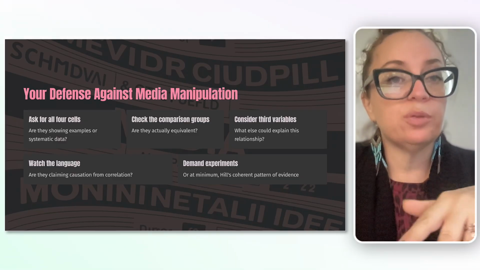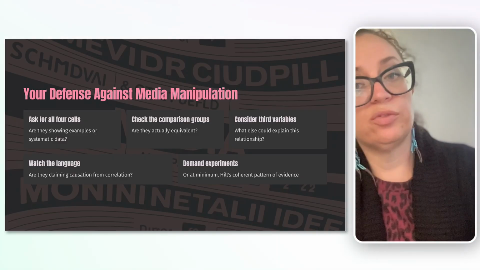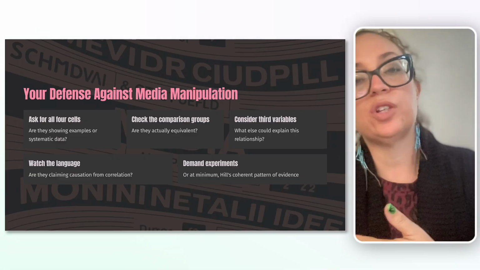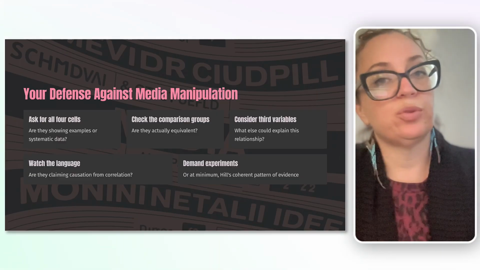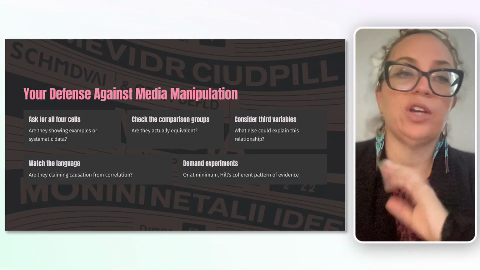between non-equivalent groups. They use causal language for correlational findings. They say "causes" instead of "is associated with." They feature dramatic individual stories instead of statistical data. Okay, so what is your defense?